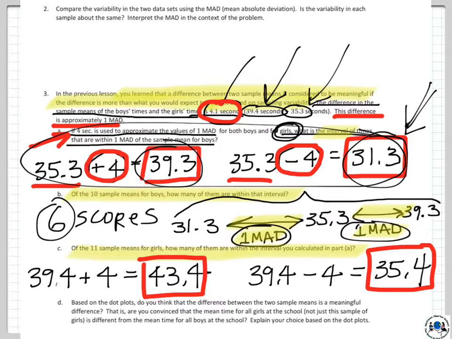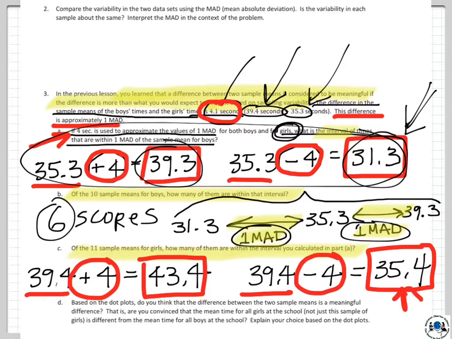Okay, so here's the interval for girls. I went ahead and did the same as I did with boys, just using the girls mean. 39.4, adding 4, gave me 43.4, and then I took the mean again and subtracted 4 and got 35.4. So our interval is between 35.4 and 43.4.